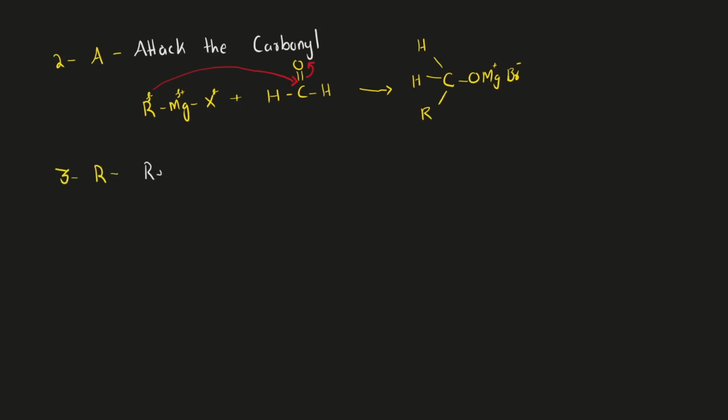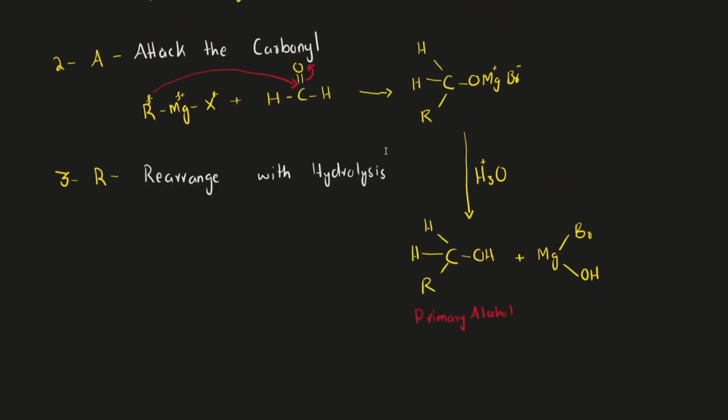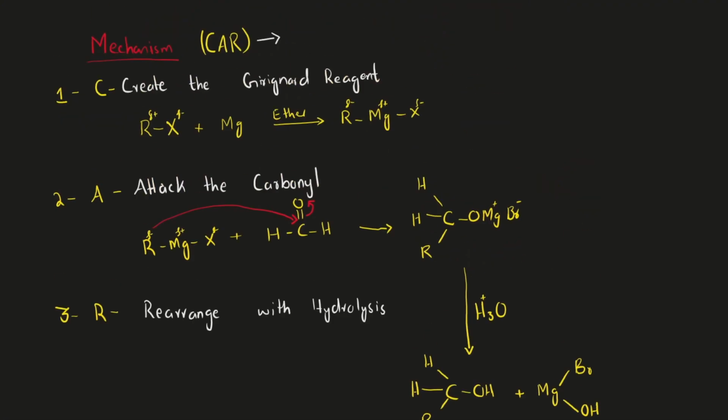rearranged with hydrolysis. To save time, we will follow the reaction from the second step. Now we add hydronium ion to this intermediate product, and we will get primary alcohol plus MgBrOH. This is the mechanism of the Grignard reagent. You will clearly get the idea of how these mechanisms usually work. This is a great trick to remember this mechanism.